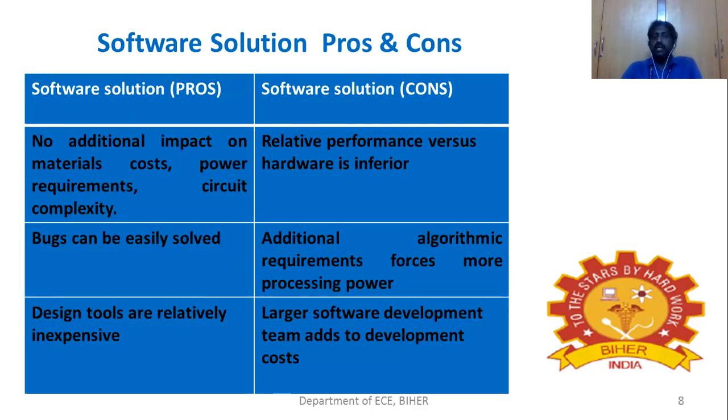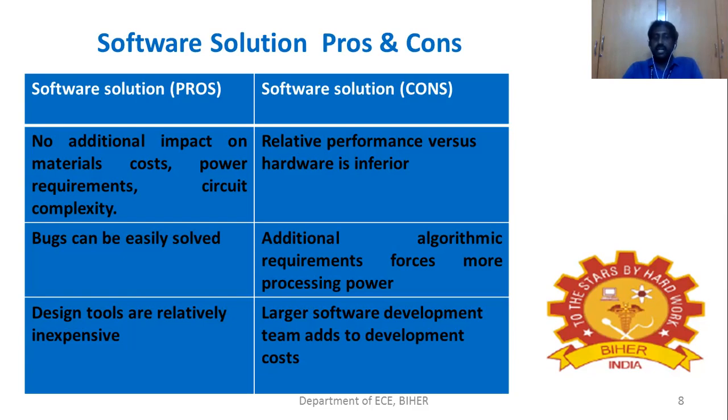And then what are the advantages and disadvantages of a software solution? What does a software solution mean? There is no additional impact on material cost because we are writing only a program. Power requirements are also the same, because we don't add any extra hardware elements. And it doesn't bother about circuit complexity because we are writing code in a software solution. And bugs can be easily solved in a software solution, with the help of debugging software.